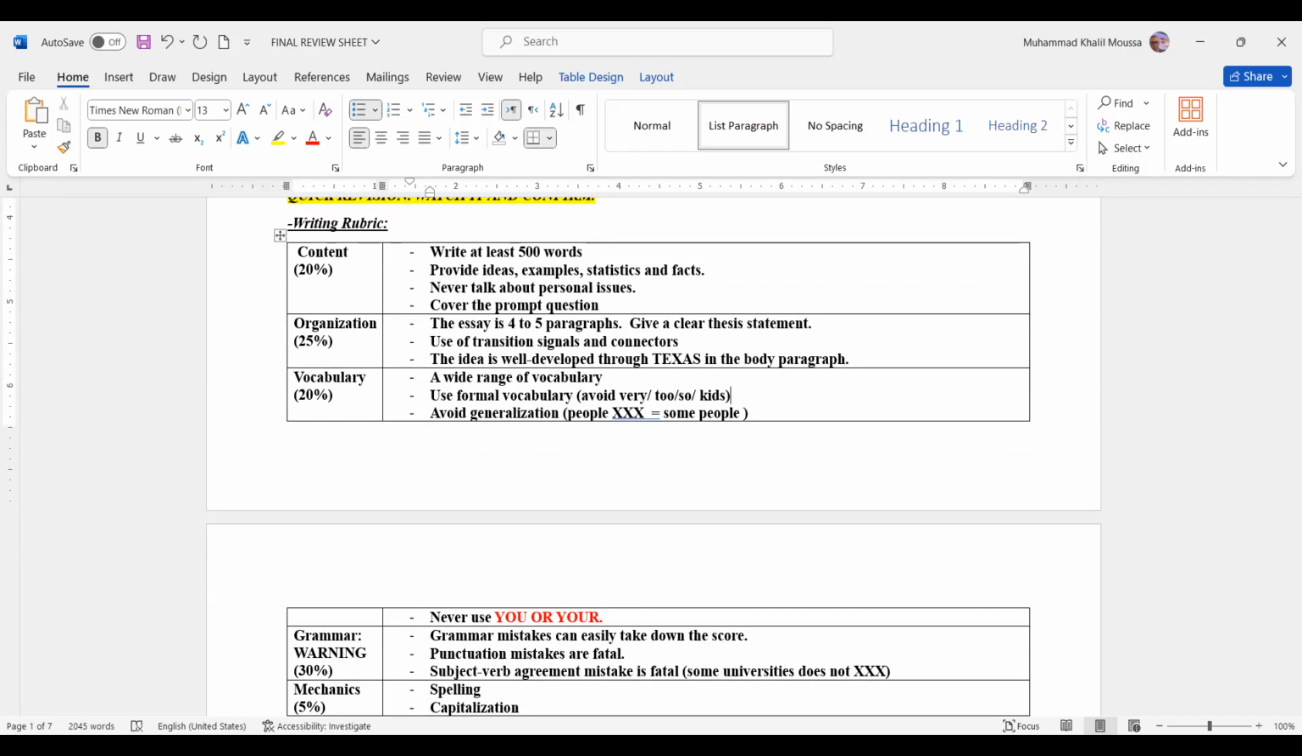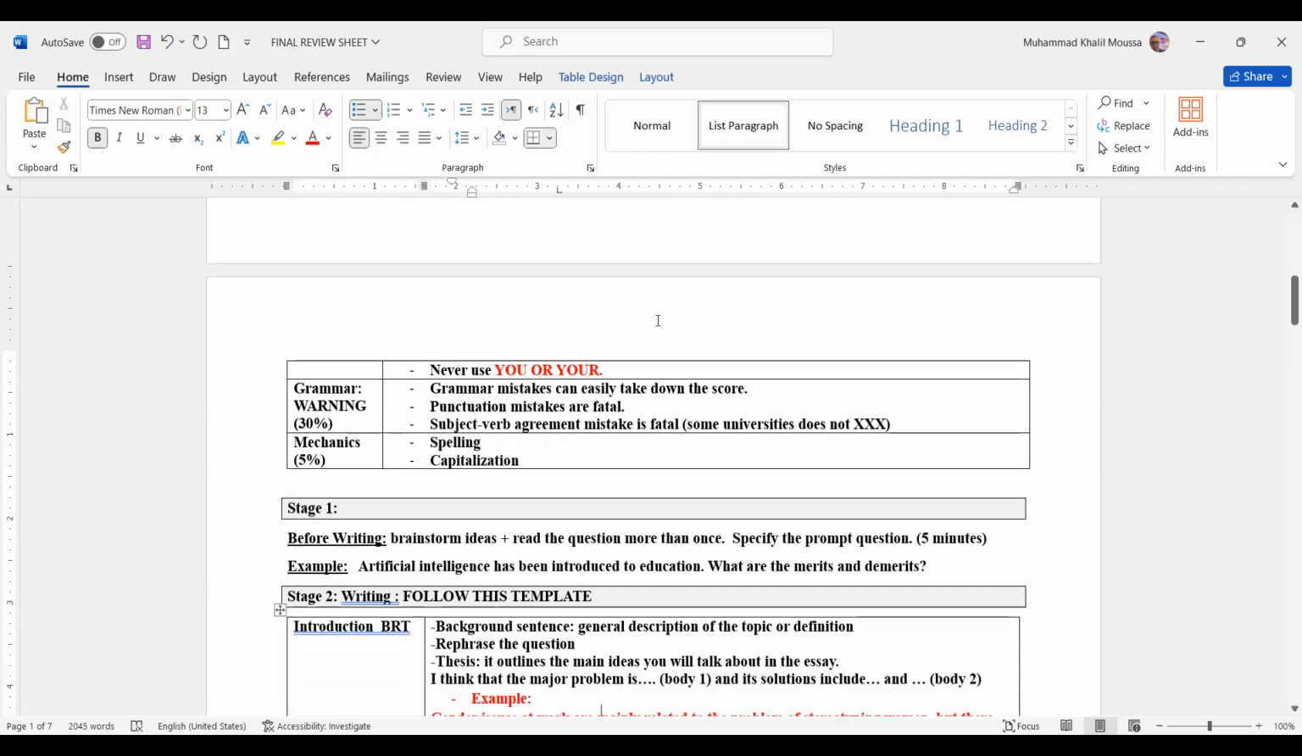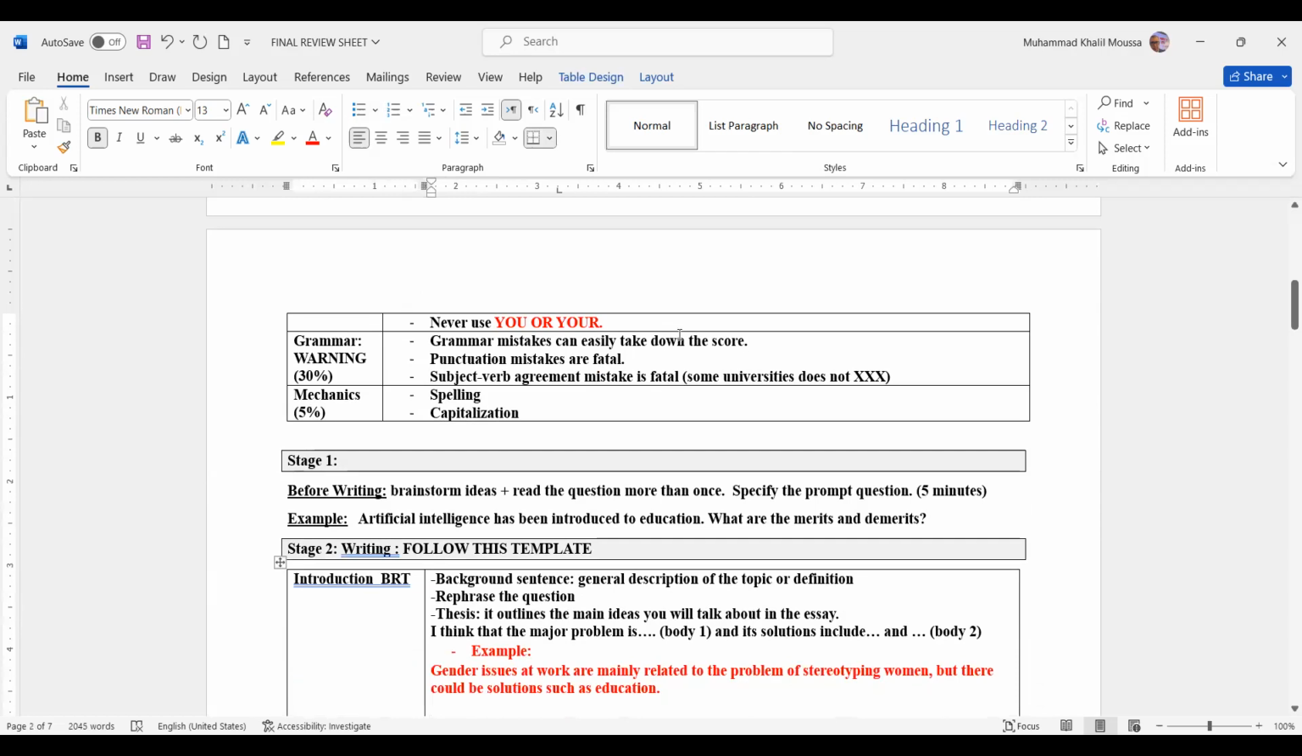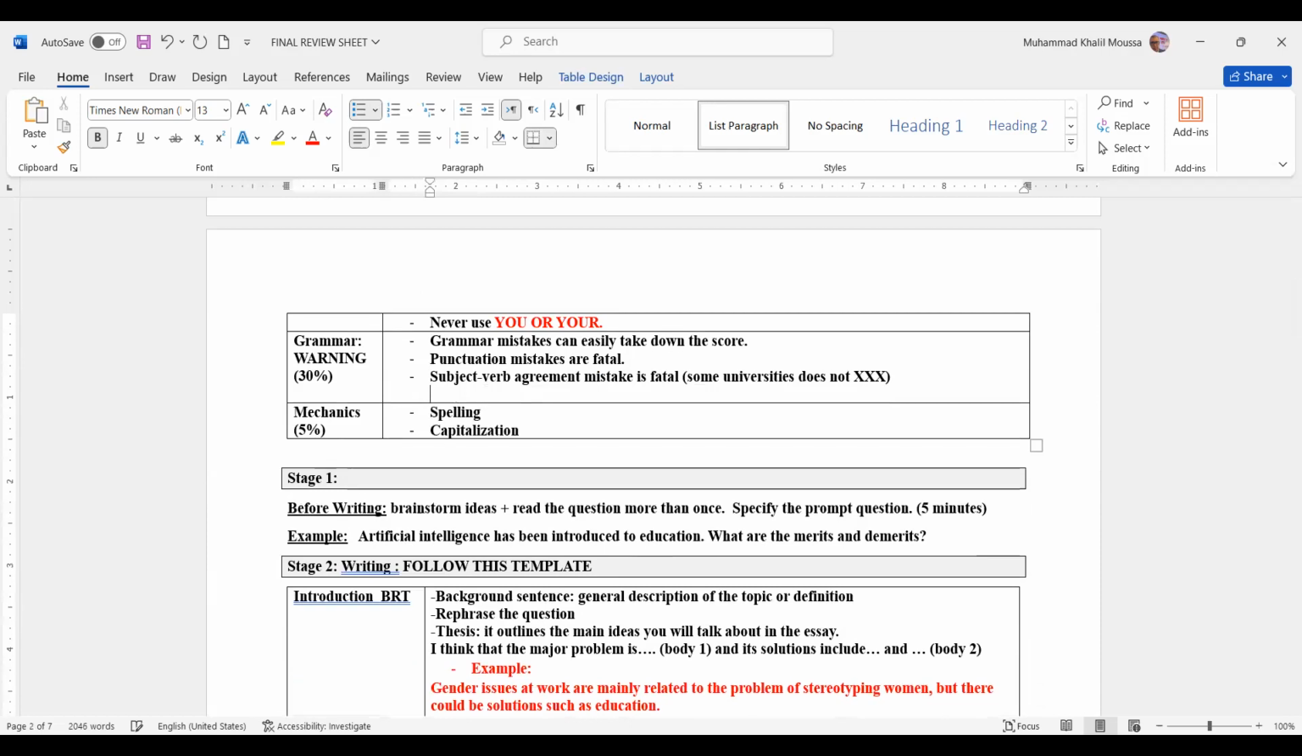Vocabulary is formal. Don't use very, too, so, and don't use people. You should say some people. You have to revise your grammar. Grammar is 30%. Avoid subject-verb agreement mistakes. Never say, for example, internet help. You mean internet helps. You have to be careful with the mechanics, spelling, and capitalization.